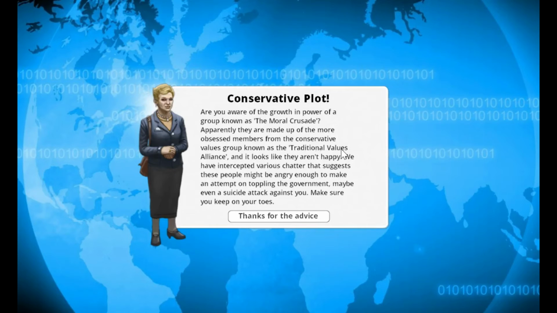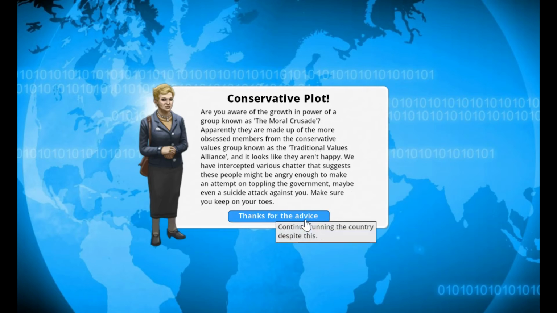Are you aware of the growth and power of a group known as the Moral Crusade? Apparently they are made up of the more obsessed members from the conservative value group known as the Traditional Values Alliance. And it looks like they aren't happy. We have intercepted various chatter that suggests these people might be angry enough to make an attempt on toppling the government. Maybe even a suicide attack against you. Make sure you keep on your toes.